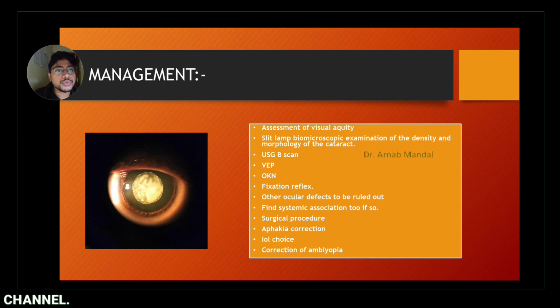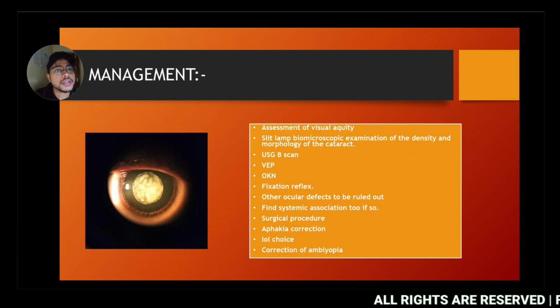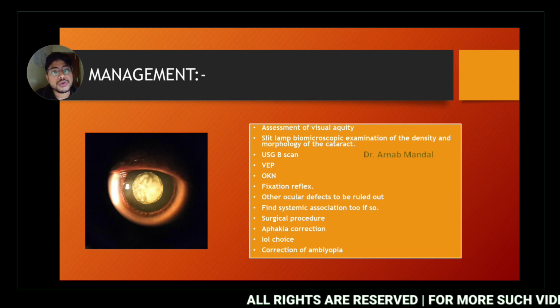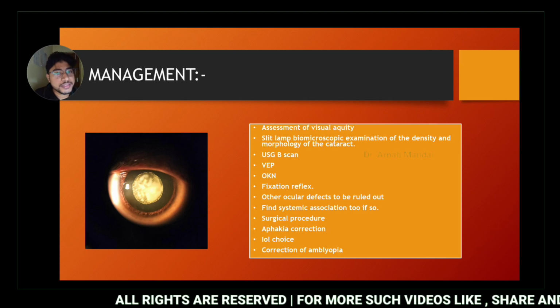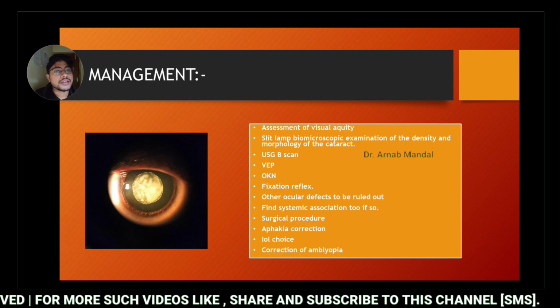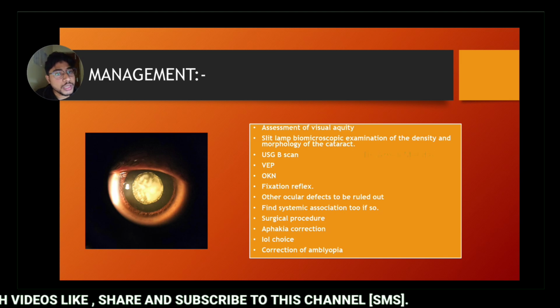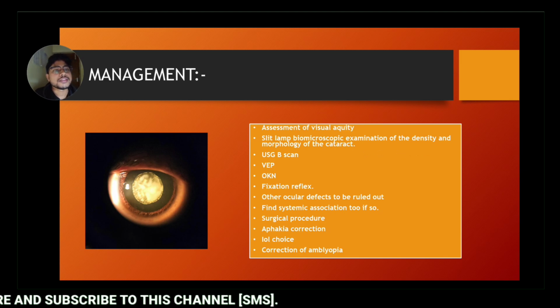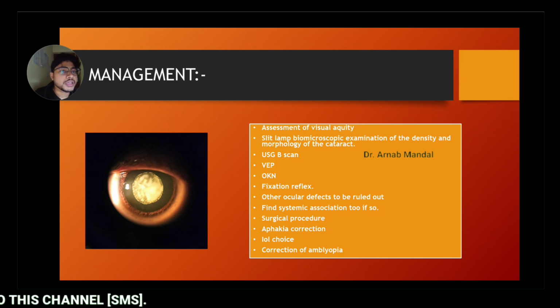Then we will do VEP, that is visual evoked potential, then OKN, that is optokinetic nystagmus. Then we will check for fixation reflex, then other ocular defects are to be ruled out, and we have to find the systemic association to rule out if any other pathology is also involved.